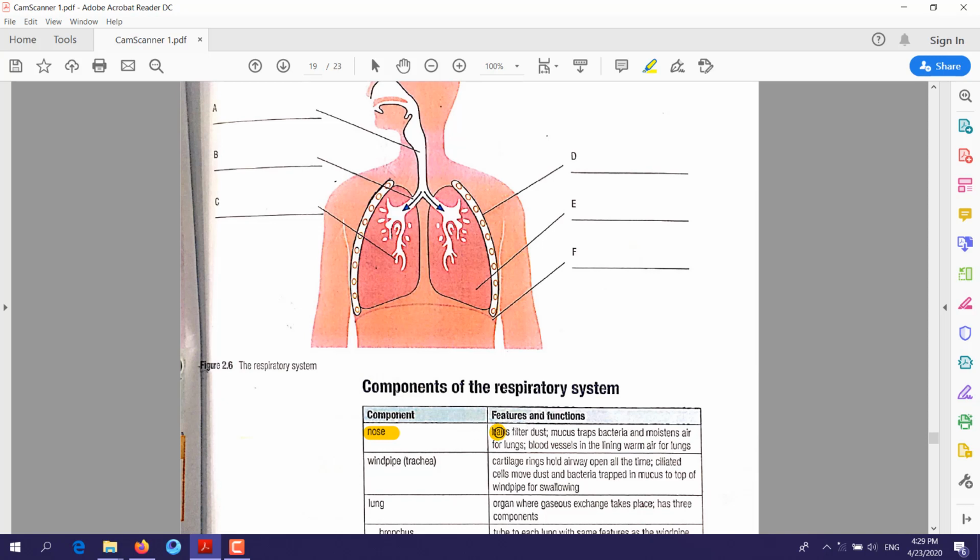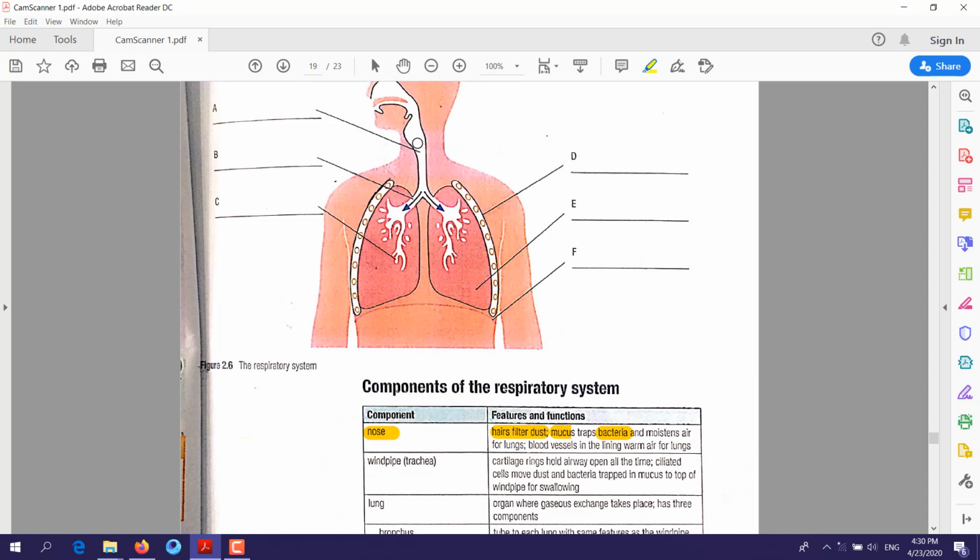Firstly, the nose's hairs filter dust. What does that mean? The human nose has hairs in it. The function of these hairs is to filter the dust, because as you know, the air that we breathe has dust in it. So to filter this dust from the air, the hairs in the nose will filter the air. One more thing, the walls of the nose are covered with mucus. The function of mucus is to trap the dust, and it also traps the bacteria. So the first part, the nose, filters the air and also traps the bacteria with the mucus.